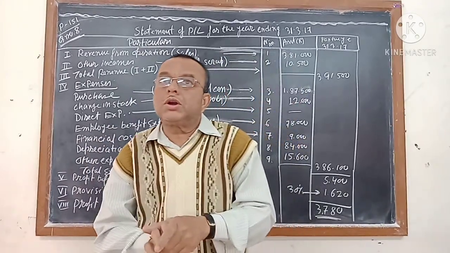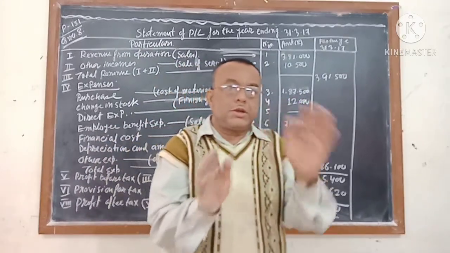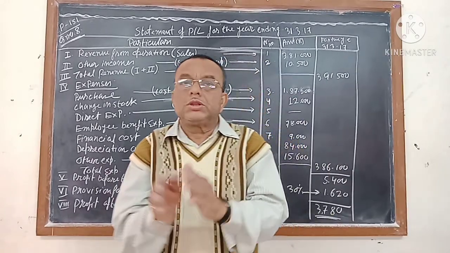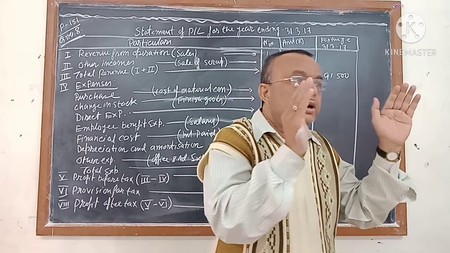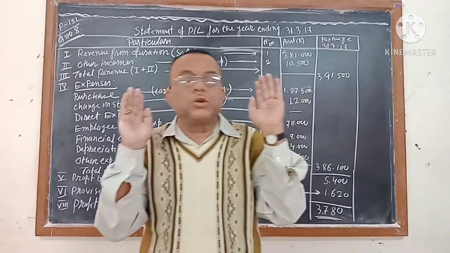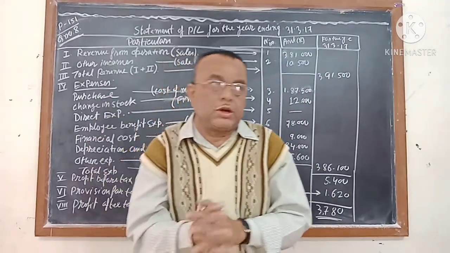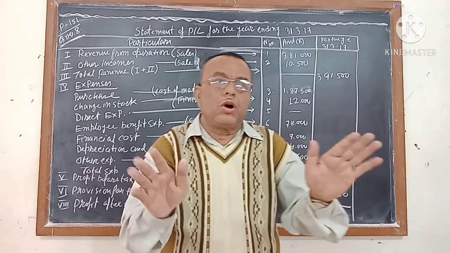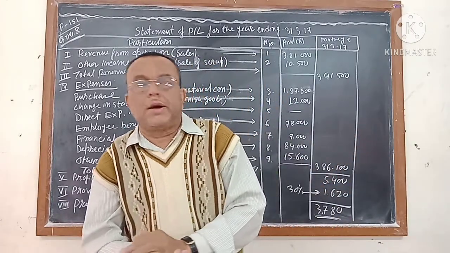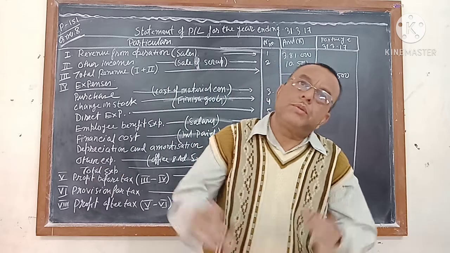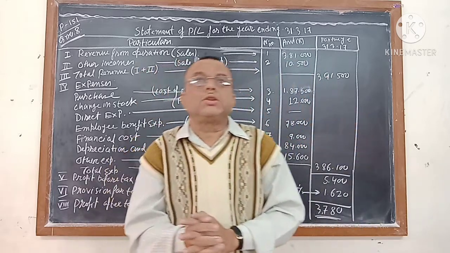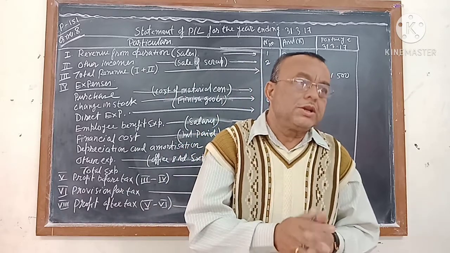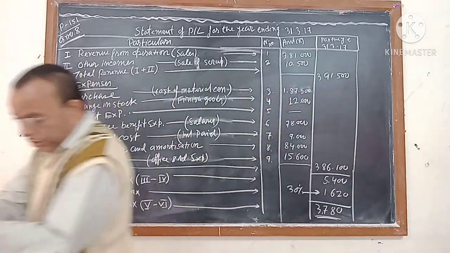Until now, in every illustration as well as every exercise I taught, you might have seen that the statement of profit and loss and the balance sheet were given separately. Now you will get a sum where you get both things together: the statement of profit and loss as well as the balance sheet. Like that, I want to do one more sum.